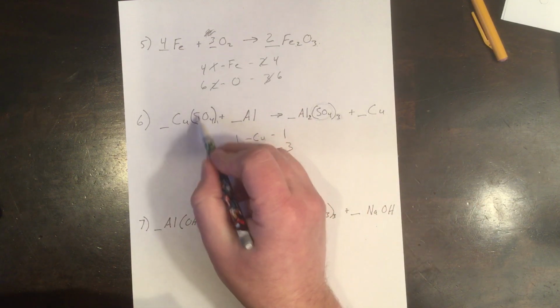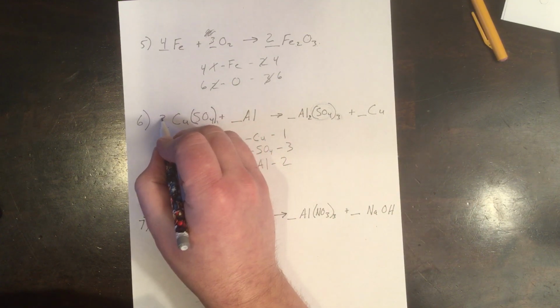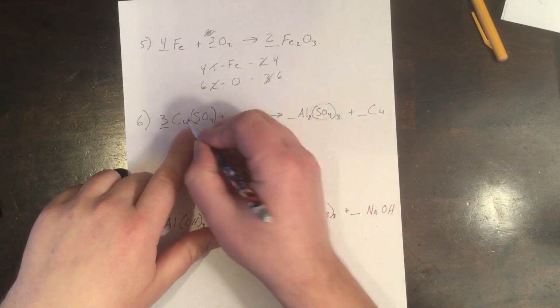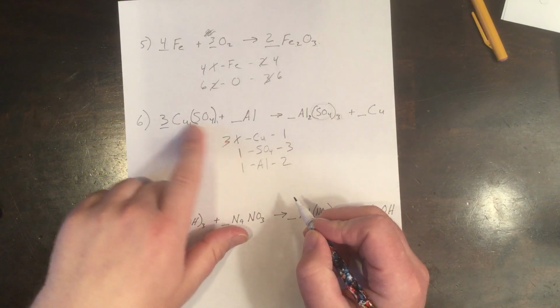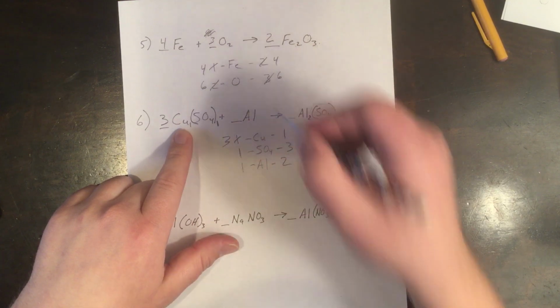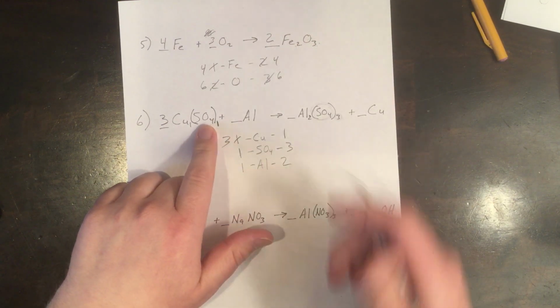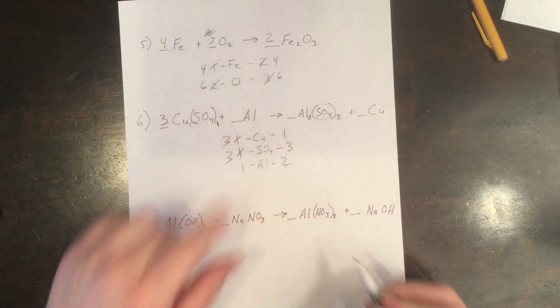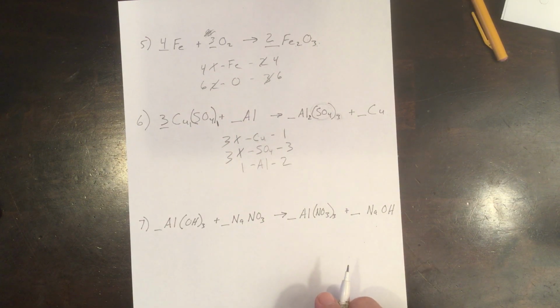SO4. What do I have to put here? A 3. So my copper, 3 times 1 on the copper is 3. Now see this? We're looking at the outside of our SO4. There's only 1 of them. 3 times 1 is 3. There's 3 groups of the sulfate. Always mix those up. Yep, sulfates.